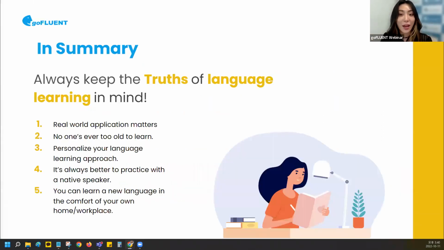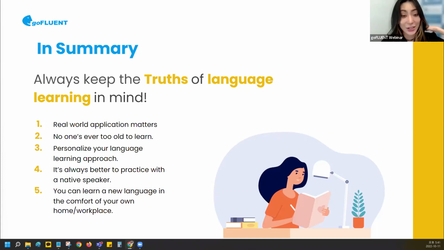So now that we have a clearer understanding about language learning, I hope that you can take note of these 5 things in your mind while you are in training. So first, real world applications do matter. And 2, no one's ever too old to learn. And number 3, personalize your language learning approach. Number 4, it's always better to practice with a native speaker. And lastly, you can learn a new language in the comfort of your own home or workspace.